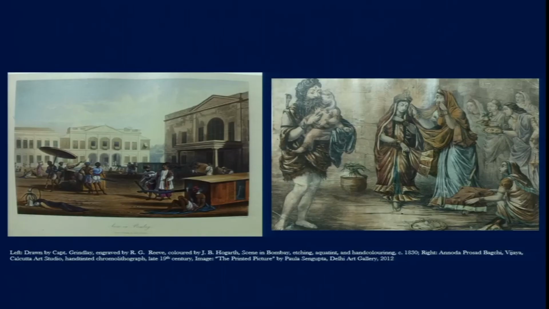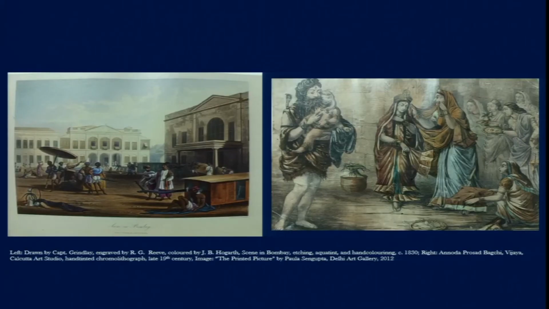And this particular print comes from this press called Calcutta Art Studio, which was established in the late 19th century by Annoda Prasad Bagchi. Annoda Prasad Bagchi was himself an artist who practiced oil painting, and he was also involved in printing activities. He was trained in the Government School of Art in Calcutta. That is how we can understand how different modes of image making were coming together in this image here.